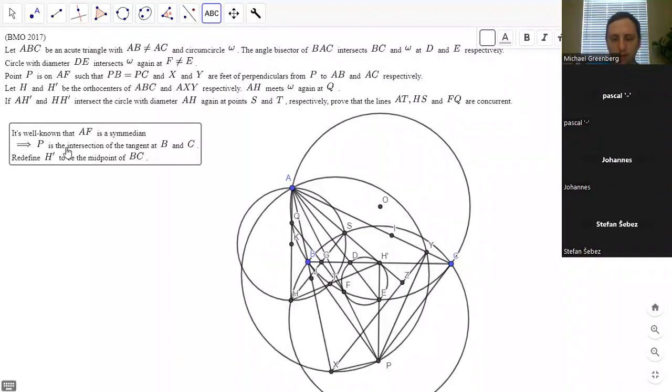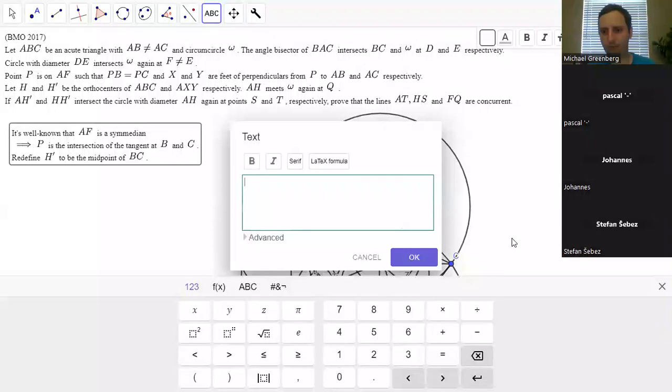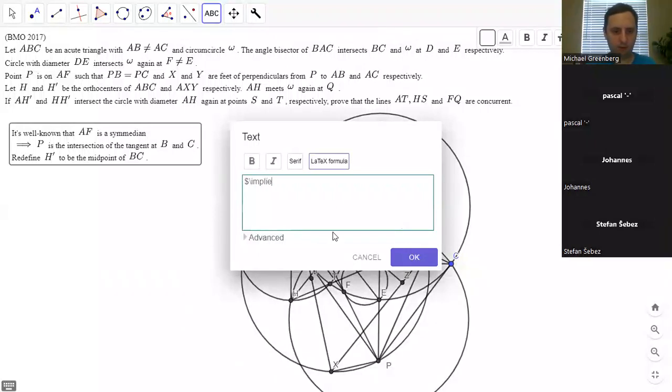So S is the Humpty point, because it's the perpendicular from the orthocenter to the median. So S is the A-Humpty point of ABC, and that means that HBSC is cyclic.